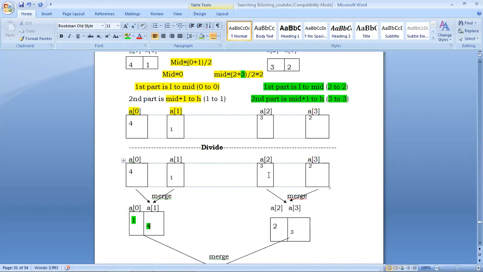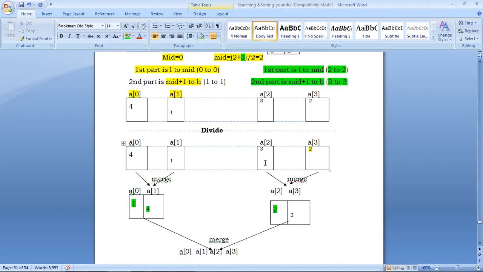Similarly, now combine or merge a of 2 part and a of 3 part. So a of 2 is a single element array, a of 3 is a single element array. Now when you combine or merge, the value of the first part should be compared with the value of the second part. Whichever is smaller. Which one is smaller? 2 is smaller. So 2 should be copied to the merged part, that is 2 comes first. Then 2 is already over. So which part's value is left? First part value is left, that is 3. Now we copy 3 to the merged part, so the merged part values are 2 and 3.